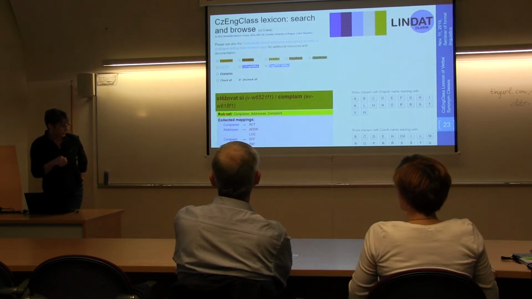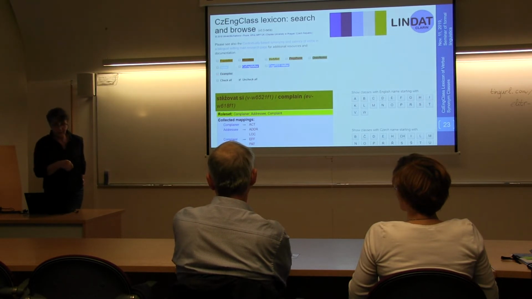And below is the role set of this class containing those semantic roles. And then we have also something like collected mappings. It just gives us the overview of what the individual semantic roles can be mapped to in this class. So it says that some members of this class are mapped to addressee or to location and so on. When the user wants to see the links to FrameNet, he just clicks the box here, to WordNet and so on. He can also see examples and kind of play with the tool here.